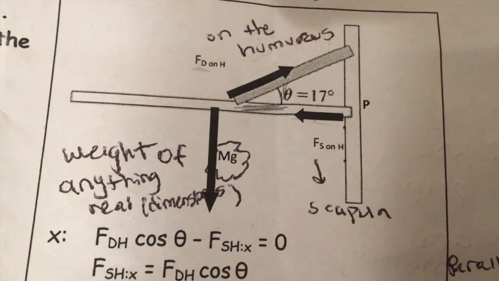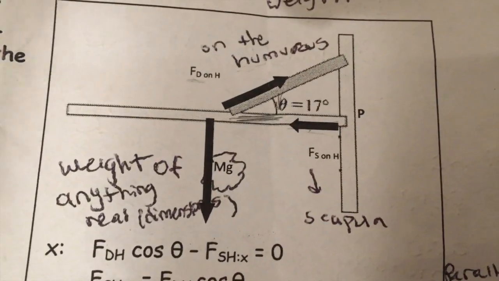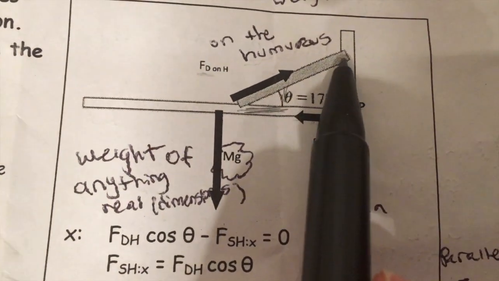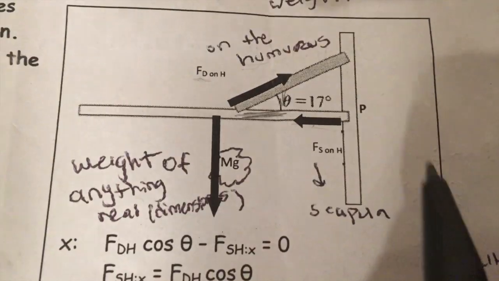Now in the y direction, we are going to have the force of the deltoid on the humerus, sine theta, plus the force of the scapula on the humerus in the y direction, minus mg, which is going to equal 0. Now we are going to pick a pivot point with lots of mystery forces going straight through. I'd say our best pivot point's about here. We have a lot of mystery forces going through this point.